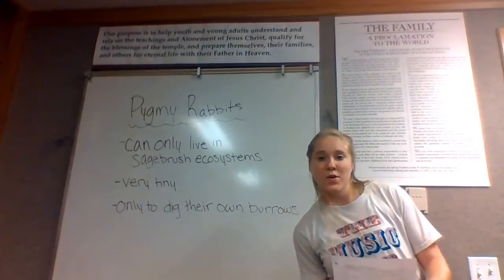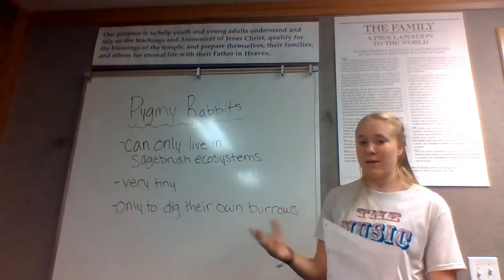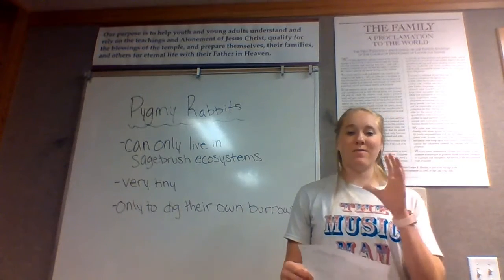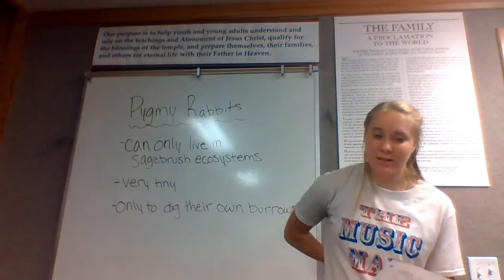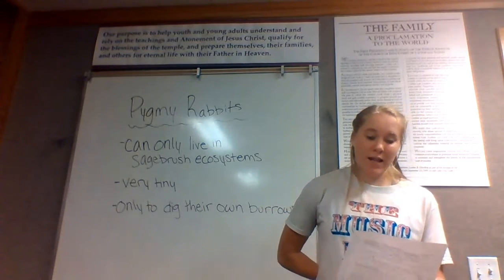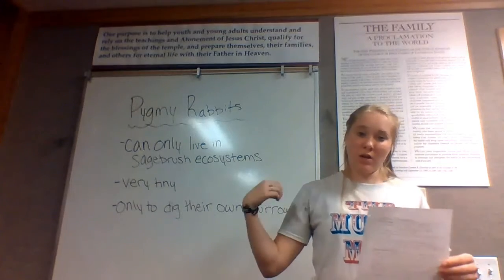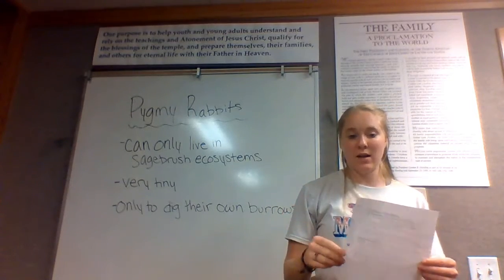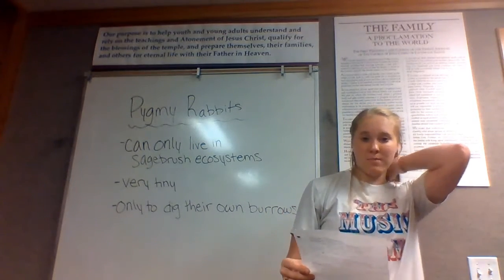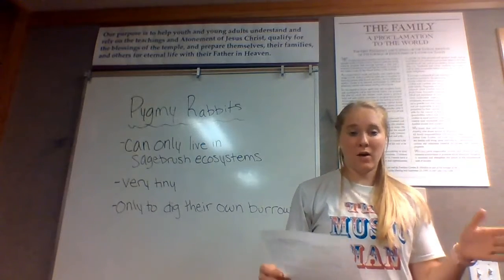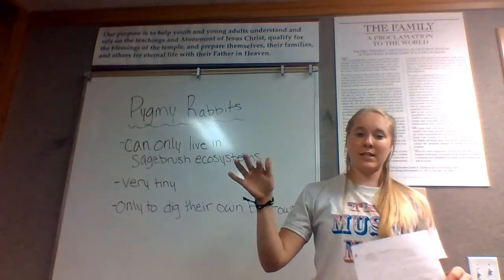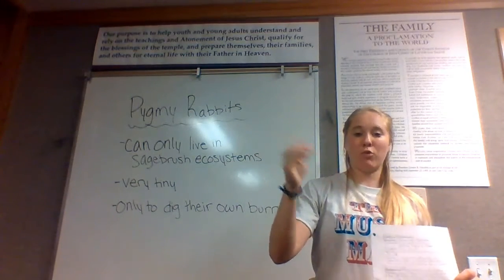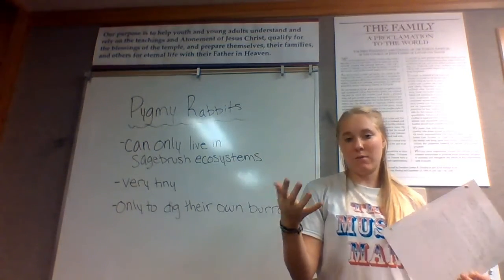The next animal that we studied were the pygmy rabbits. The pygmy rabbits are very, very tiny. They're also the only rabbits to dig their own burrows, but they can only live in sagebrush ecosystems because of their size. The sagebrush ecosystem provides their entire diet. All they eat is sagebrush.